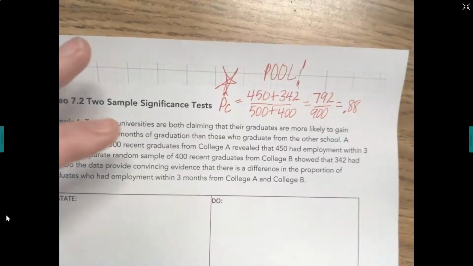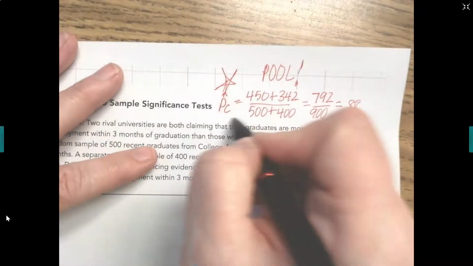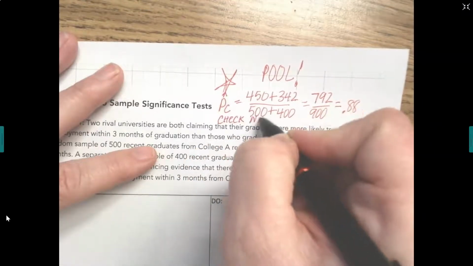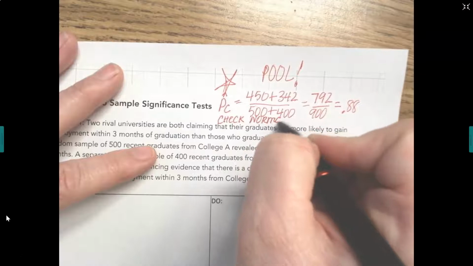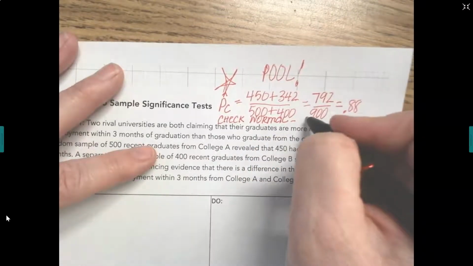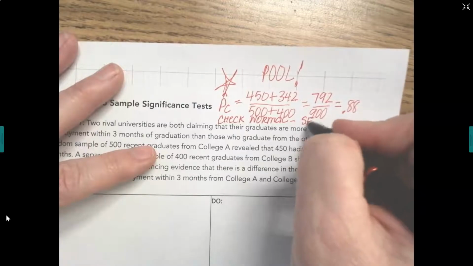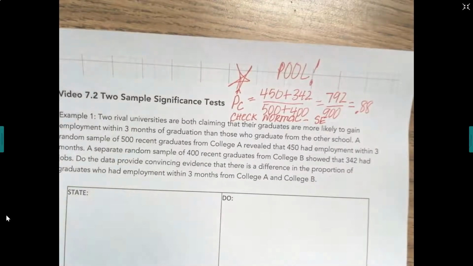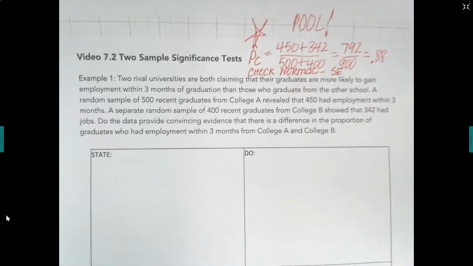So where are we going to use the pooling? You're going to use pooling when you check normal condition. And it's going to be in your standard error, which is, remember, your standard deviation of the sample. When we write our hypotheses, we do not use the pooling because we want to go a different route there, and we'll remind you what we're supposed to do there.